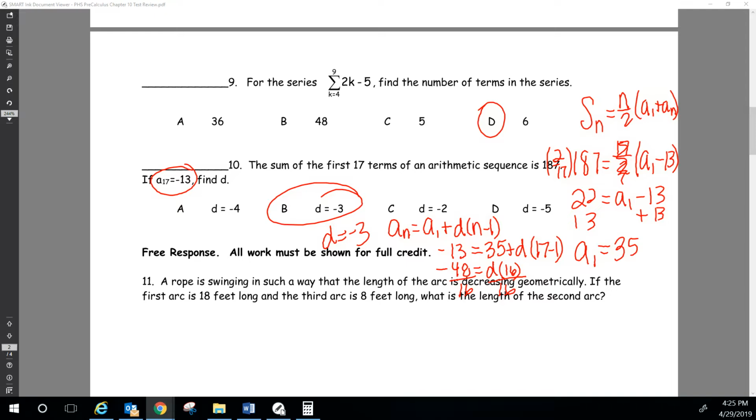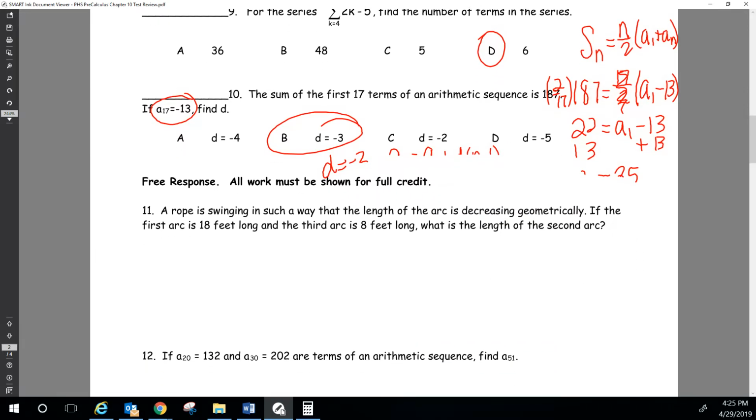We're starting with the free response problems on number 11. It says a rope is swinging in such a way that the length of the arc is decreasing geometrically. If the first arc is 18 feet long and the third arc is 8 feet long, what is the length of the second arc? So it's a geometric sequence here.